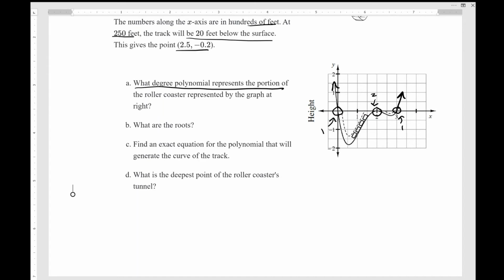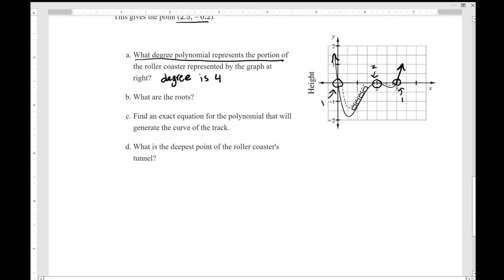And thankfully, there's nothing weird about this one. We're not getting into complex numbers or anything like that. So the degree of this polynomial will be 4. Okay? The degree, let me write this nicely. Degree is 4. Okay, that will help us a lot with the equation.